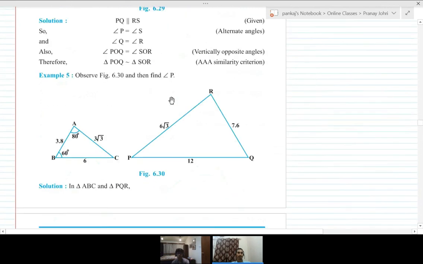Fifth. Observe figure 6.3 and find angle P. Okay. So angle P will be 40 degrees.